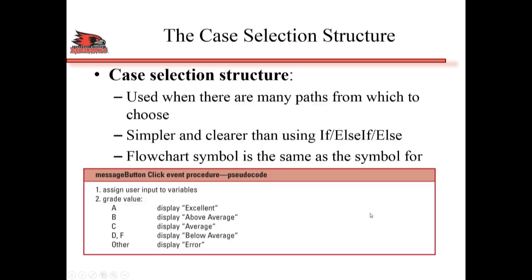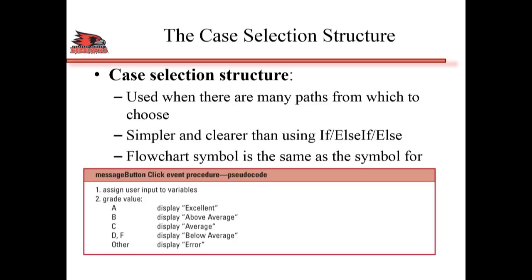So in the last video we saw how the if else selection structure made life simpler than using a nested if else structure by providing simple code for selecting various paths from a decision variable. Now there's another selection structure, the case selection structure, also known as the select case structure, which is kind of similar to the if else structure, but it is actually simpler, clearer, and more flexible than that structure.